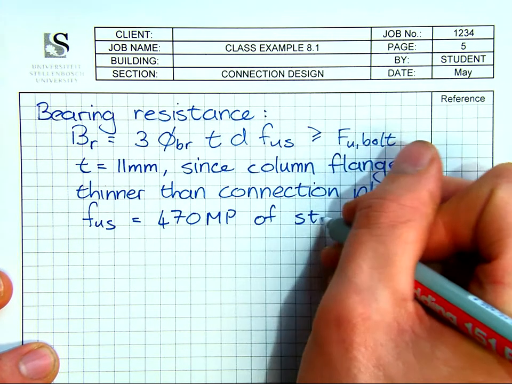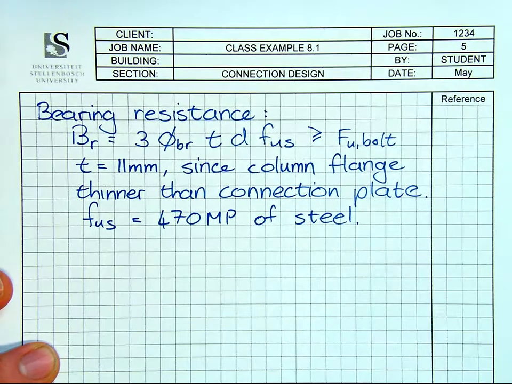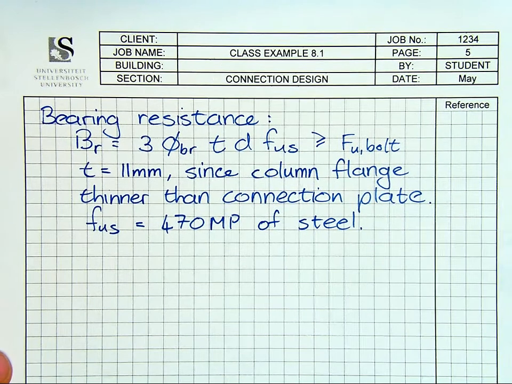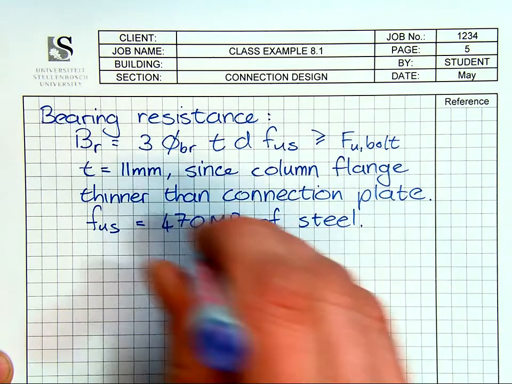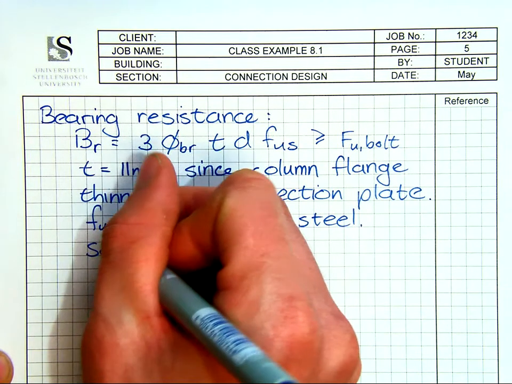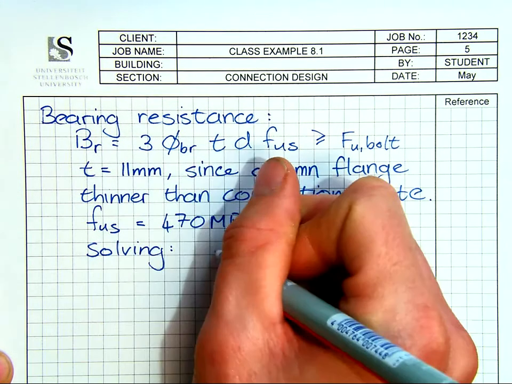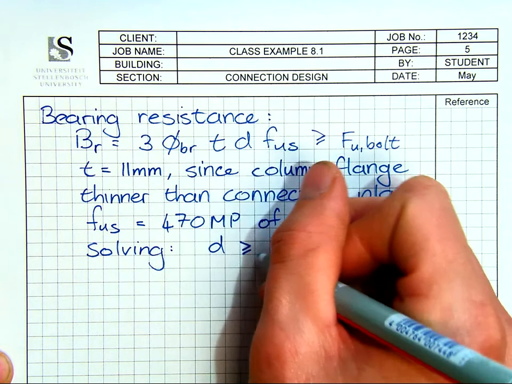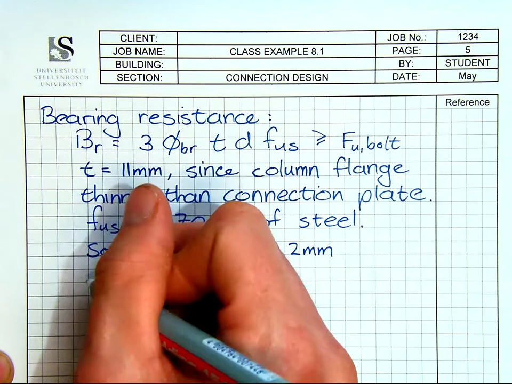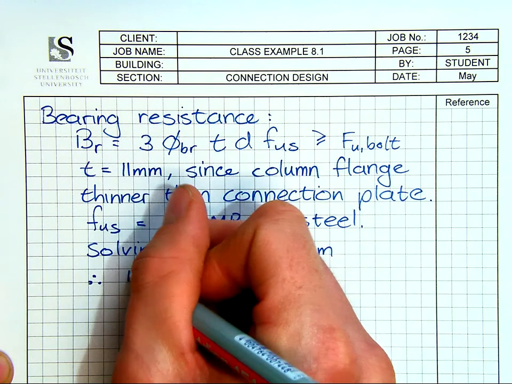It's quite easy to make the mistake of plugging in the bolt capacity when you're checking bearing, and bearing is a steel failure problem where the bolt pushes and squashes the steel next to it. Now we're solving this. You'll find that D is greater than or equal to 6.2 millimeters. So therefore an M20 bolt is okay.